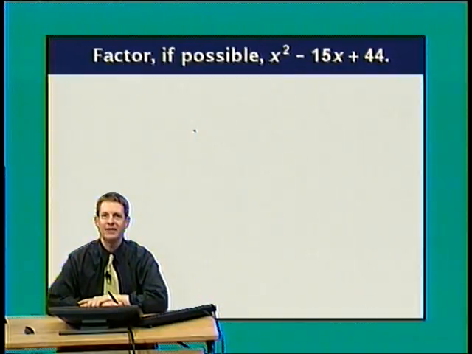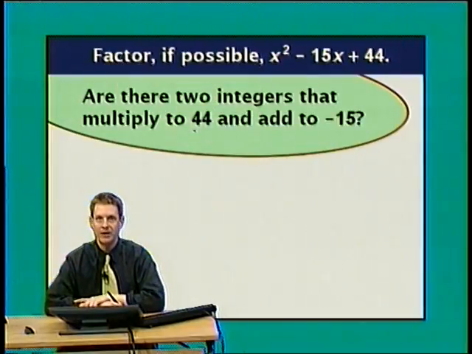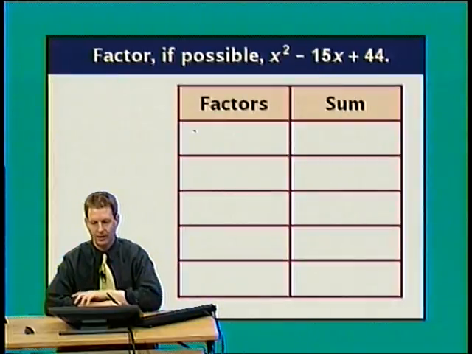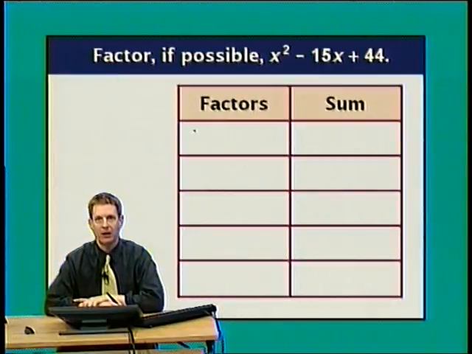Okie dokie, let's factor x squared minus 15x plus 44. Are there two integers that multiply to 44 and add to negative 15? Well, what kind of numbers am I looking for? Since the product's positive, the two numbers have to have the same sign. But since the two numbers add up to a negative 15, the common sign on the two numbers must be negative. Let's start at 1.